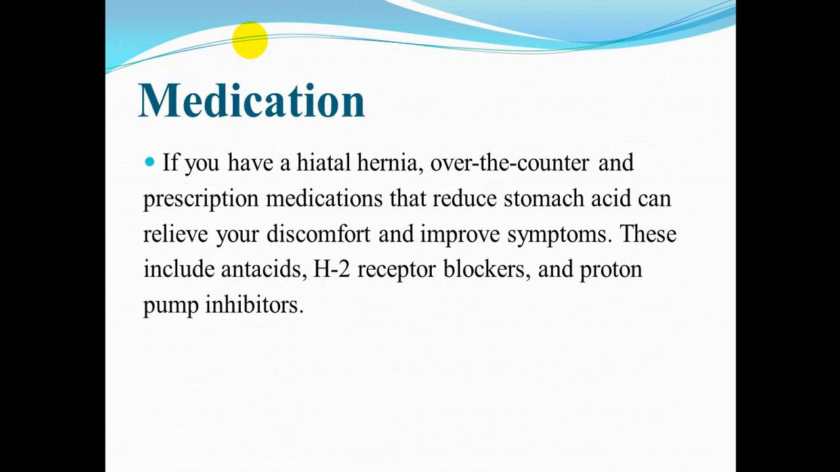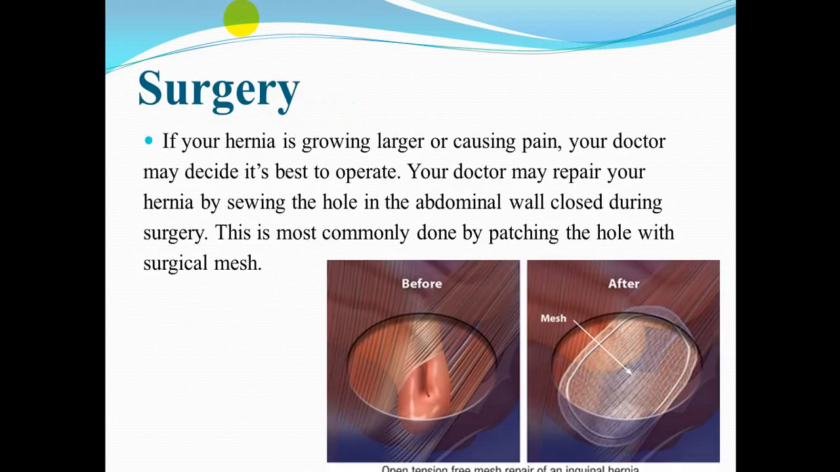Medication. If you have a hiatal hernia, over-the-counter and prescription medication that reduce stomach acid can relieve your discomfort and improve symptoms. This includes antacids, H2 receptor blockers and proton pump inhibitors اللي كلهن يقلل الأسيد.